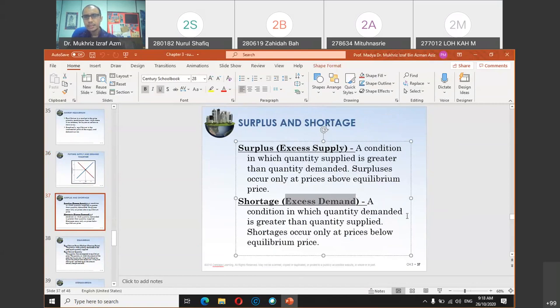In basic economics, when you talk about surplus, usually you are talking about supply. You don't talk about surplus in demand. Of course you can also see this from another angle, but just to keep things simple, in economics, when we talk about surplus, we usually relate it to supply. But when we talk about shortages, we are talking about demand. So the word surplus refers to surplus of supply, whereas the word shortage usually refers to shortage of demand.